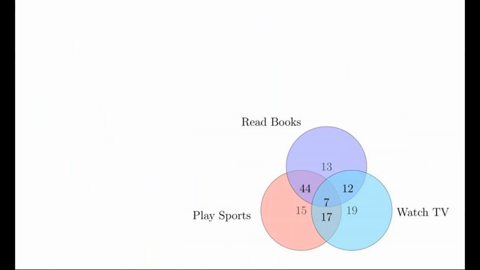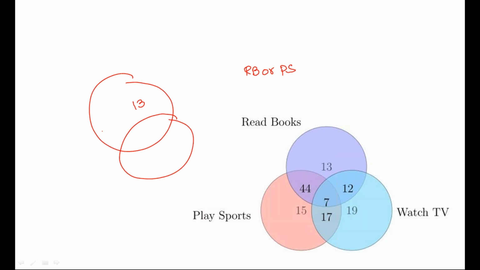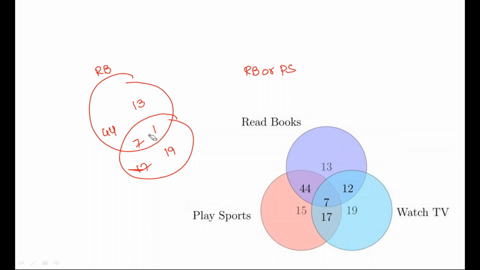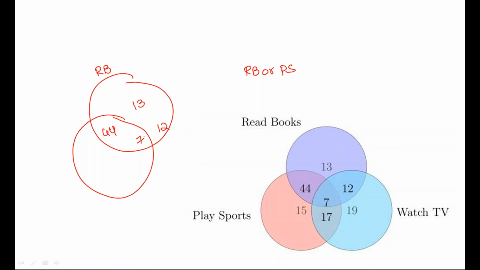Now, friends, the question is reading books or playing sports, right? Reading books, playing sports: this is 13, 44, 7, 12, 17, 19. This is reading books or playing sports, sorry, not TV. So I should not go here. Reading books or playing sports, so we have to go here. So 7, this is 12, 15, 17.